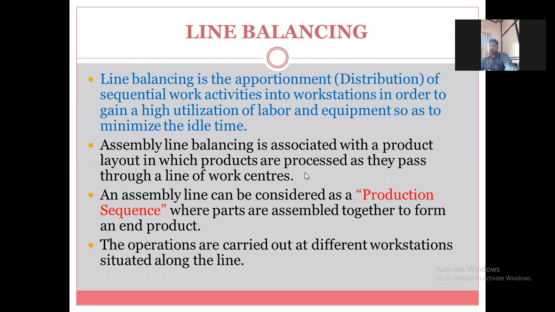Next point, an assembly line can be considered as a production sequence where parts are assembled together to form an end product.